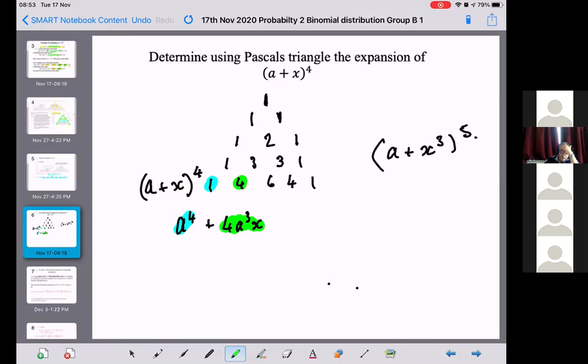Hang on, just quickly, Mike. We're doing the 5th line down here. I thought, are we not meant to be doing the 4th line down? No, this is a plus x to the 0 as the top one. A plus x to the 1. Yeah. Okay. A plus x to the 2, to the 3, to the 4.